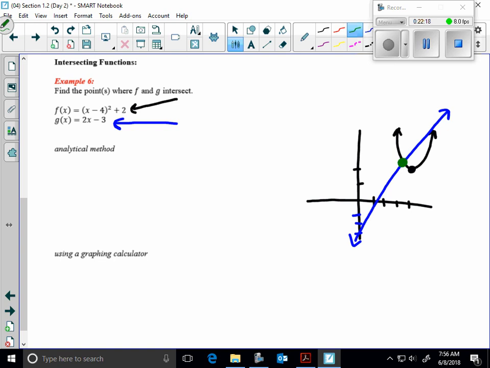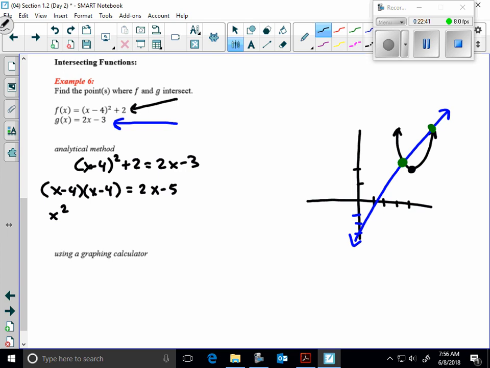So I'm seeing intersecting points here and here. I'm expecting 2 solutions. So analytically, let's just set them equal. And not forget what's going on with algebra here. This is really x minus 4 times x minus 4. And I'm going to subtract that 2 over to the other side to give me that. When I FOIL, I get x squared minus 8x plus 16 equals 2x minus 5. Subtracting 2x and adding 5, I get -10x and I get 21.